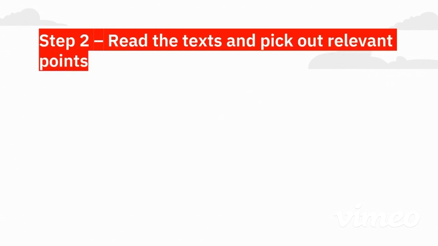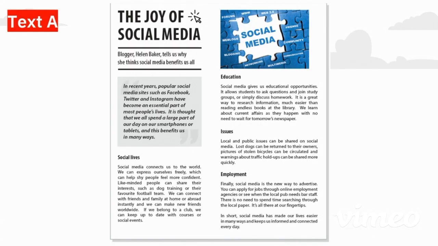The next step is to read the texts and pick out some relevant points that help us to answer this comparison question. If we have a look at text A first of all, we can see it's about the joy of social media. And a very good thing to do is to read the first sentence of each of the sections to really get a feel for what the text is about.